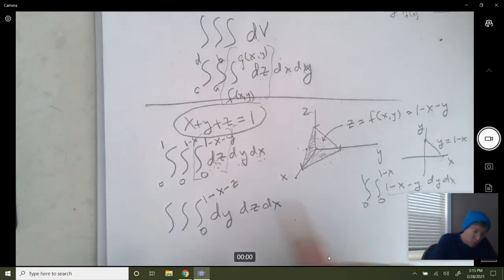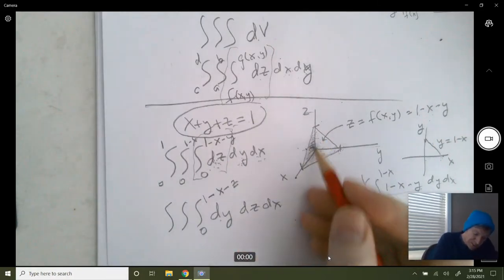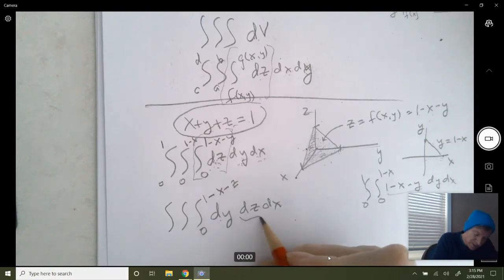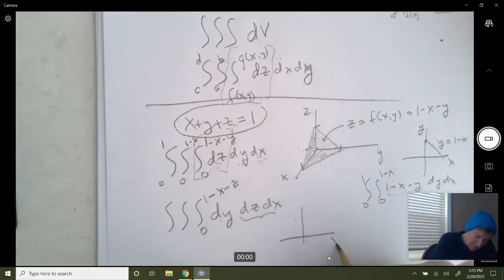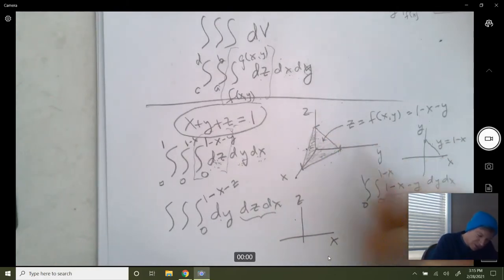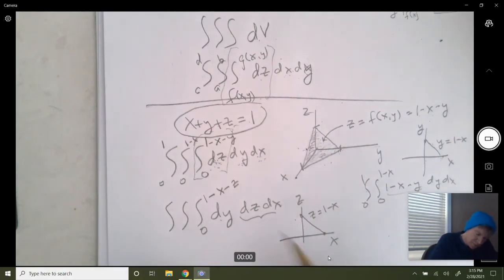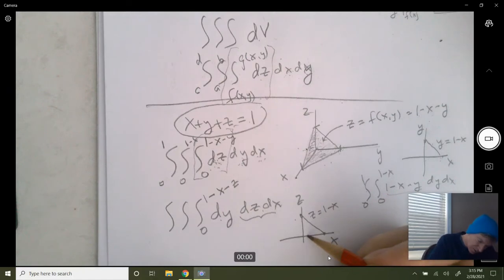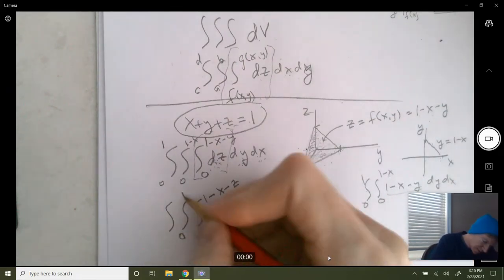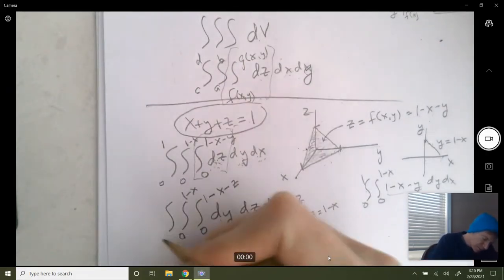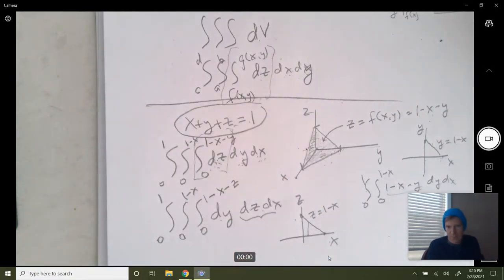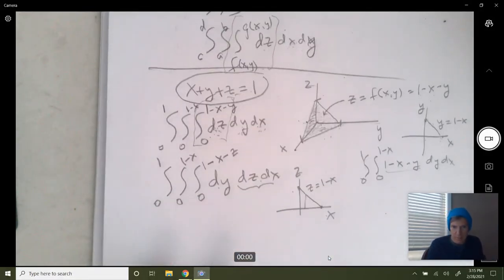Okay. Now, once you've done the y's, you're going to project this entire thing onto the xz plane. And on the xz plane, conveniently, your x hits at 1, your z hits at 1. So this is going to be z equals 1 minus x. So if we do the z's next, now your z goes from 0 to 1 minus x, and x goes from 0 to 1. I'm not going to do all 6, but you get the idea, hopefully.